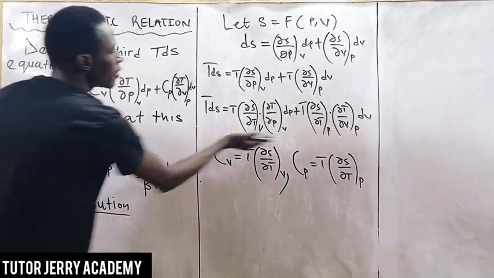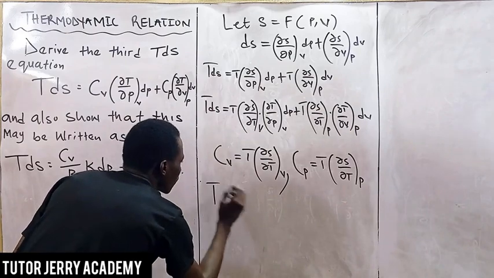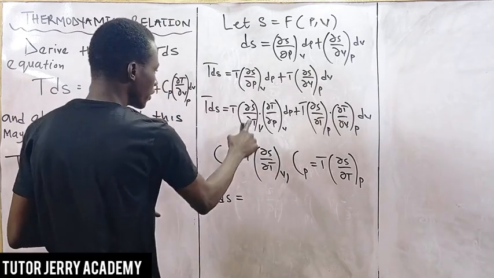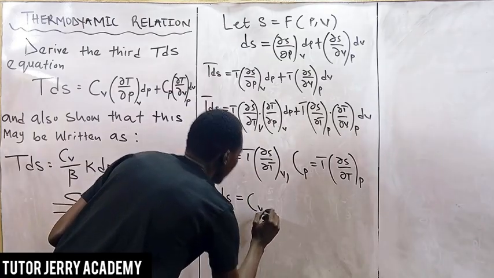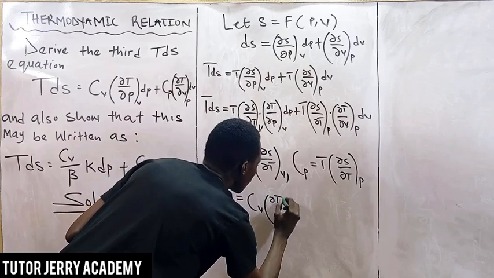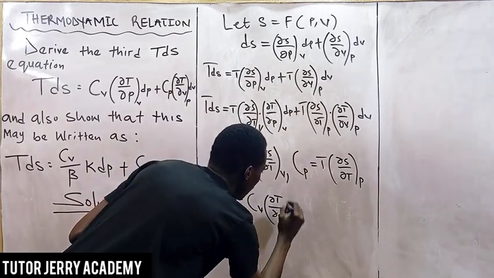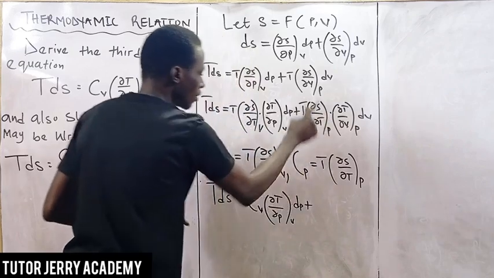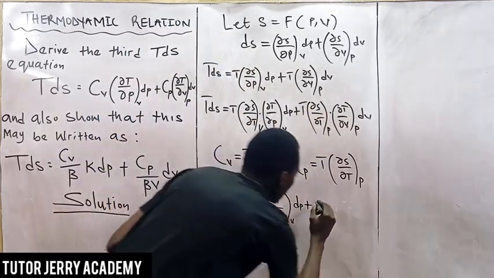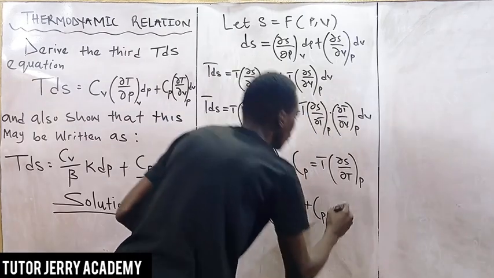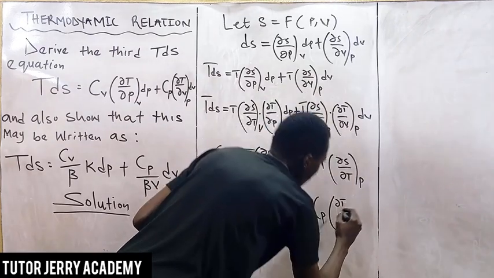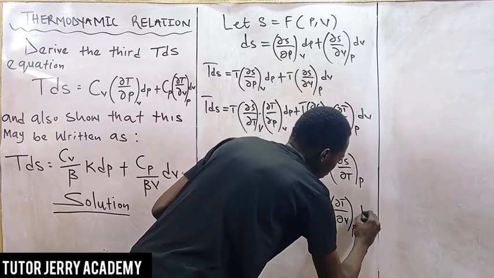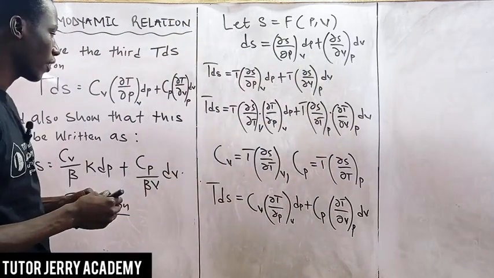If I do this, this TdS equation will now be equal to Cv in place of this. I'm going to have Cv into this, which is the partial derivative of T over the partial derivative of P, keeping V constant, dP, plus, in place of this rather, I'm going to be putting Cp. I have Cp here. Then this, which is the partial derivative of T over the partial derivative of V, keeping P constant, dV. So this is what I have.